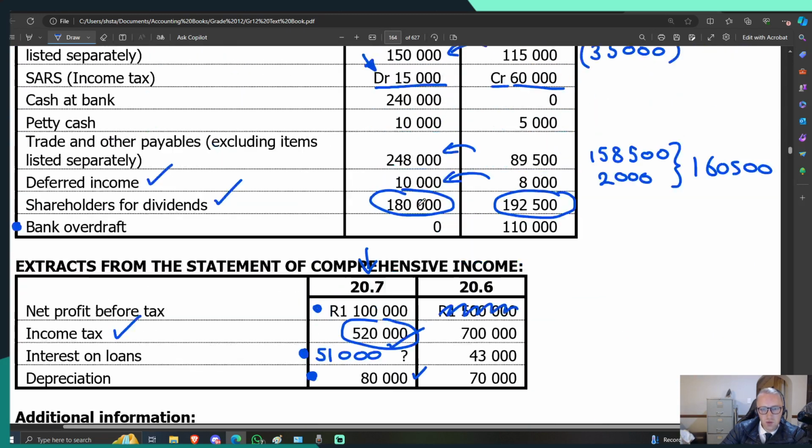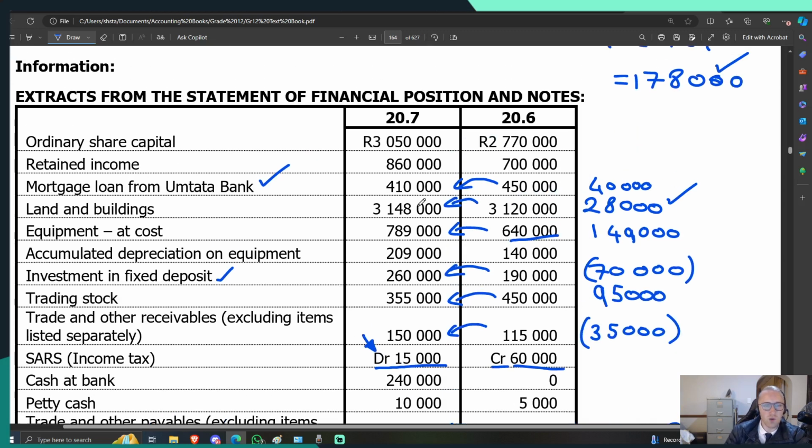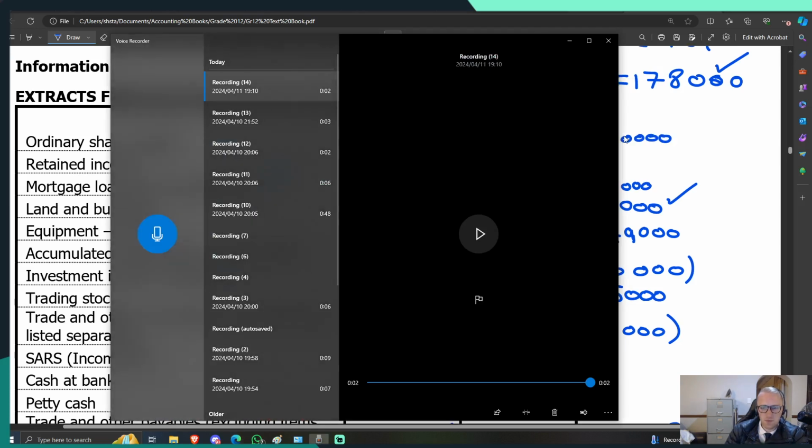So what we need is the amount of ordinary share capital that increased because of the issue of those new shares. And if we look at the ordinary share capital, it went up from 2,770,000 to 3,050,000, which means we had an increase of, what is that? My brain is not wanting to do this in my head. 280,000, I think. Is that a 280,000 increase?